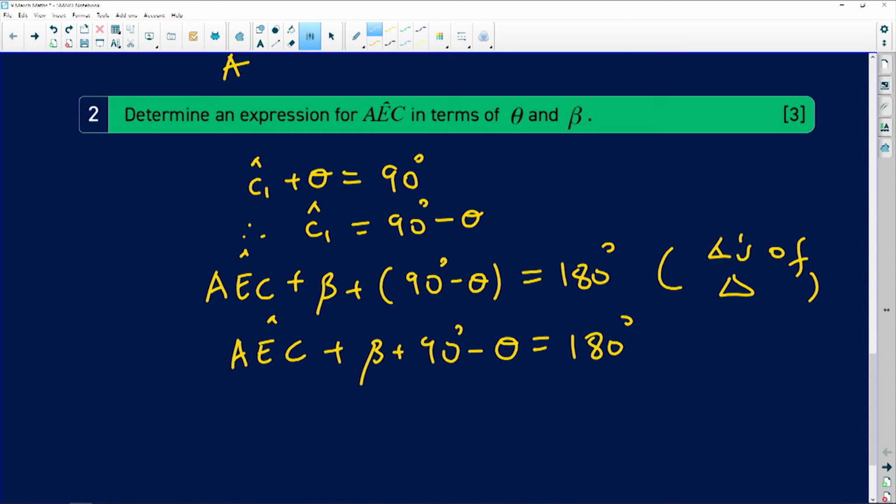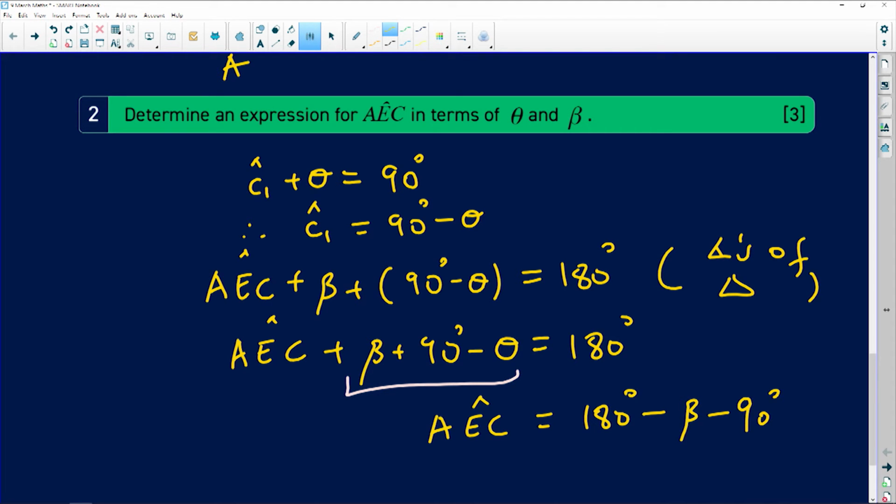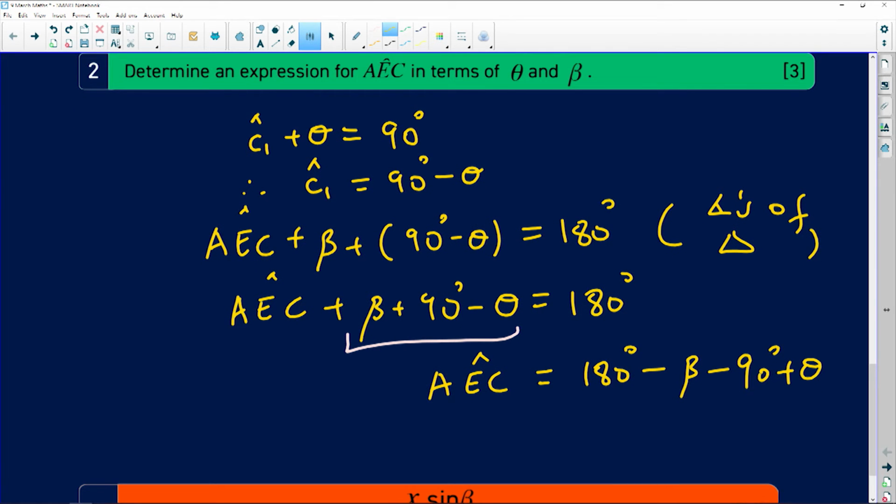Then if I take these ones and subtract them on both sides of the equation, the angle that I'm looking for, which is AEC, will simply be 180 degrees minus beta minus 90 degrees plus theta. If you clean that up, you will notice that 180 does indeed help us to subtract 90, and the final answer comes out as 90 degrees minus beta plus theta. That will be the value of that small angle lying right there at the top, which is angle AEC.